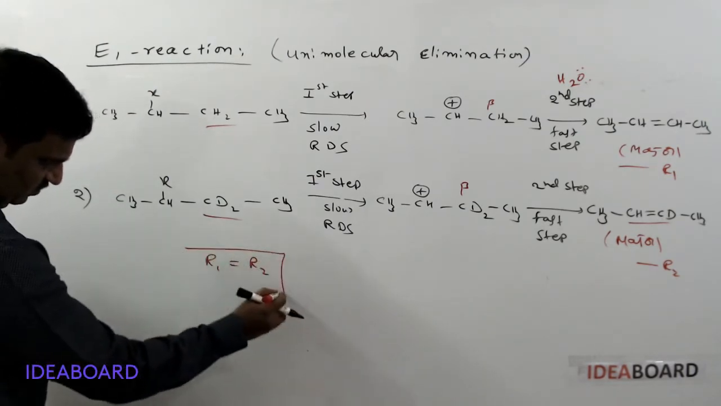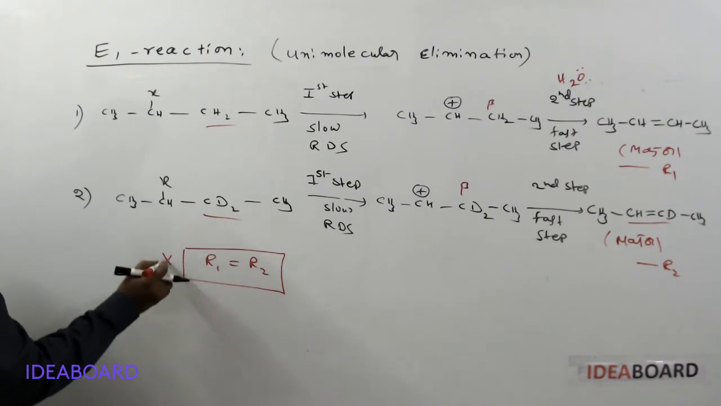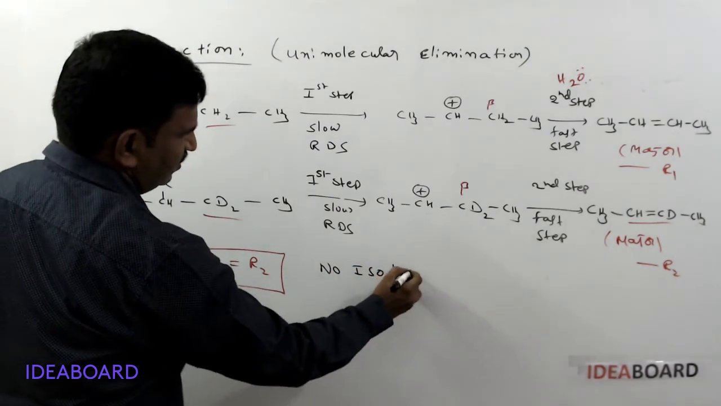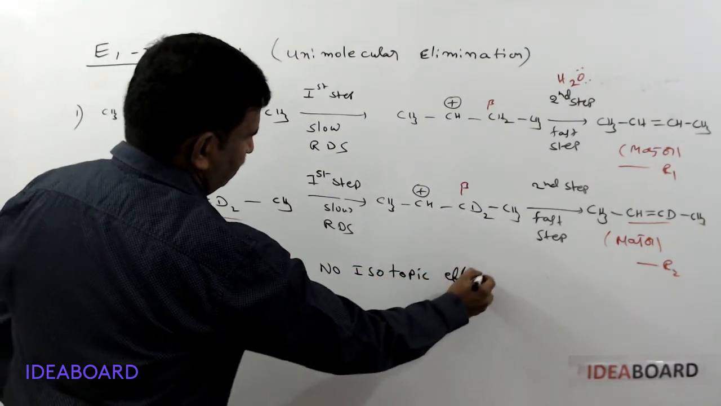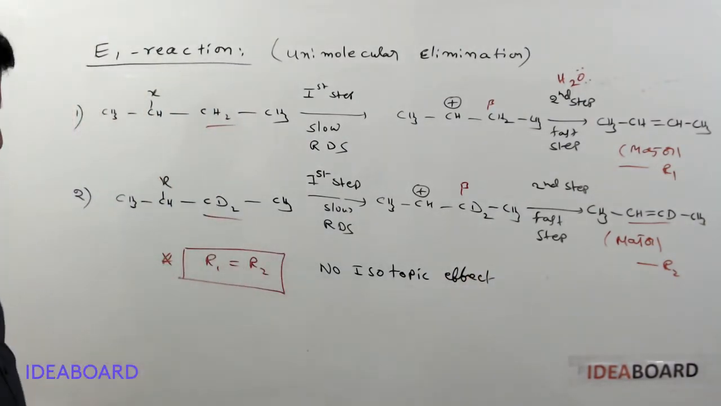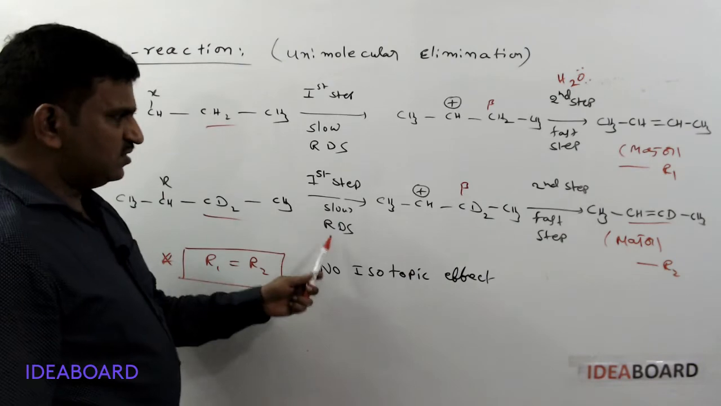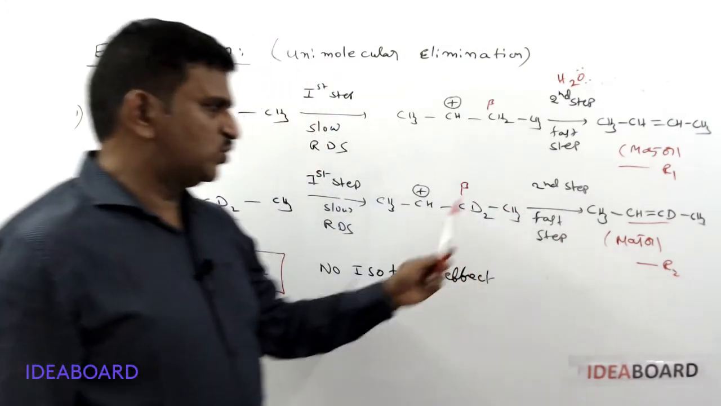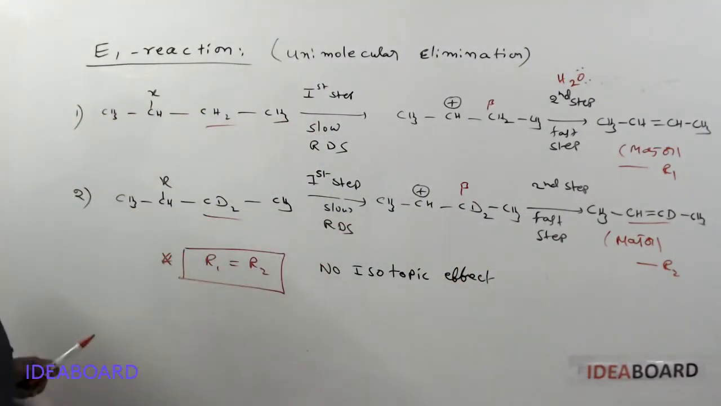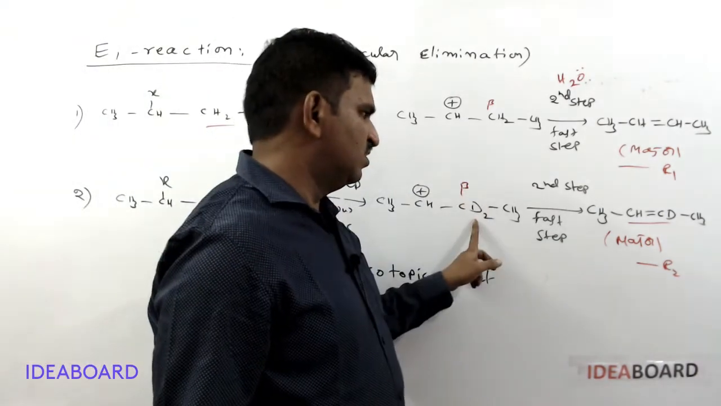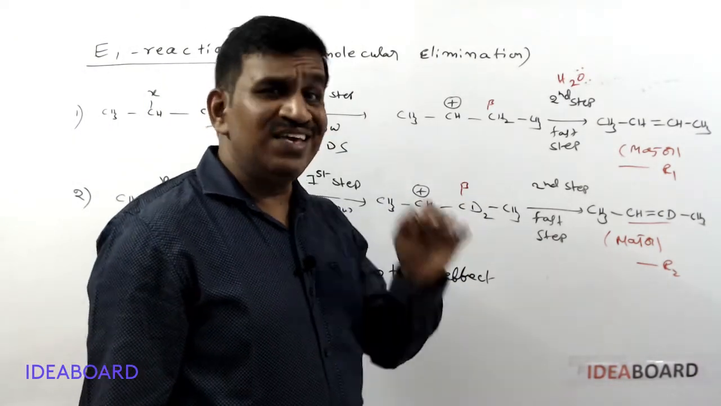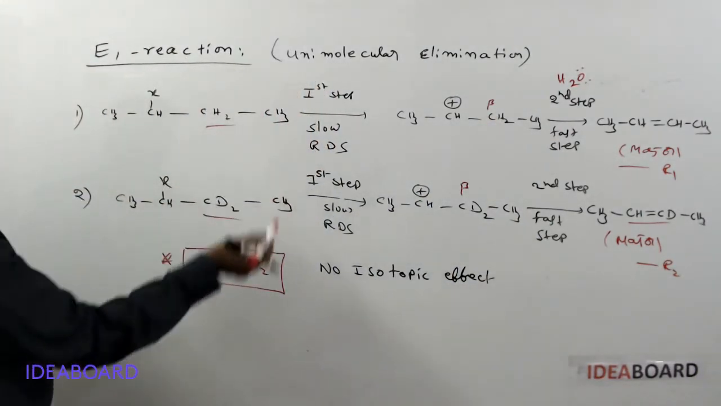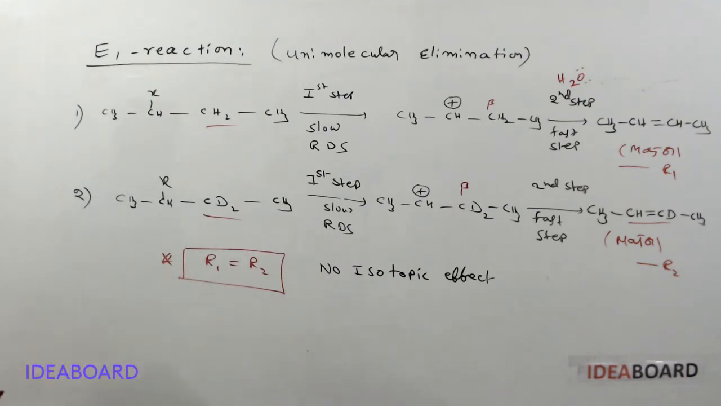Yes, this is correct. R1 equals R2, the rates of reaction, because no isotopic effect is observed. The reason is that the first step is the rate determining step, and the second step is not the rate determining step. So no isotopic effect is observed. CH bond dissociation or CD bond dissociation will not influence the rate of reaction. So R1 and R2 both have the same rate of reaction. Okay.